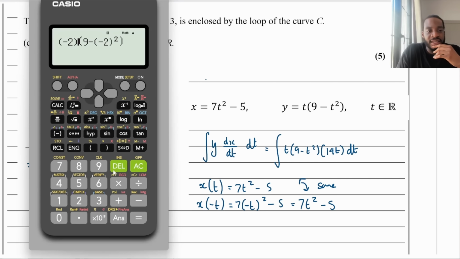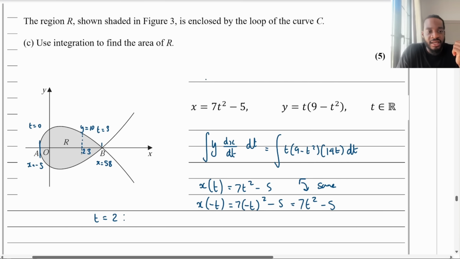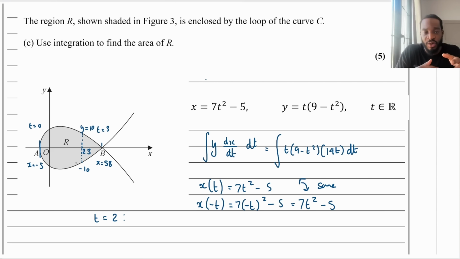Like that, this gives us minus 10, okay? So as you can see, the same value of x gives two different values of y, the positive and the negative, okay? Which confirms what we were saying about the symmetry of this graph. Now, why have I said this? Because it will help us integrate in terms of finding the areas and the limits.